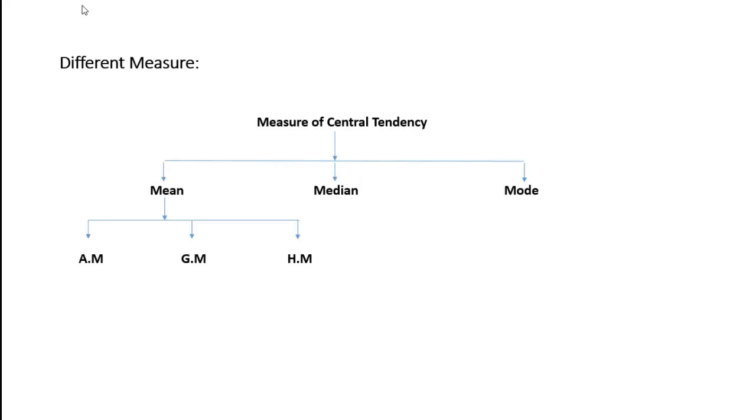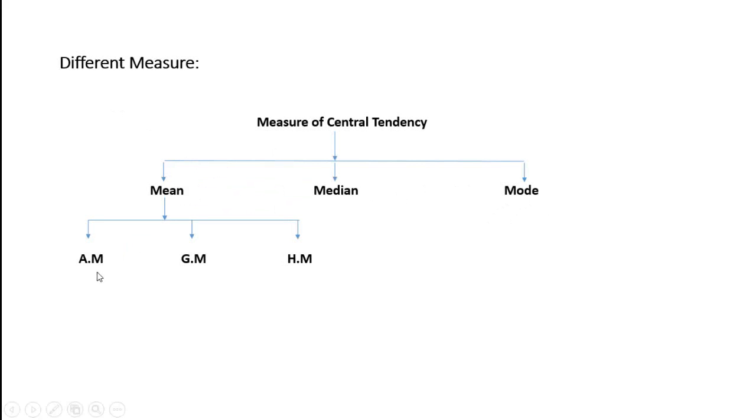Welcome everyone. In this video, we are going to learn about central tendency. Central tendency is the property of a data set or a set of information by virtue of which it remains clustered around some central value. The various measures of central tendency can be broadly classified in three parts: mean, median, and mode.